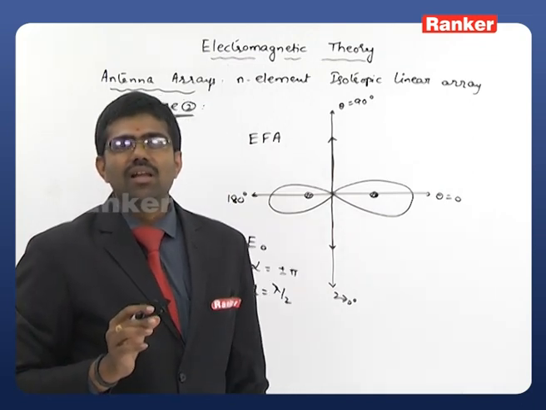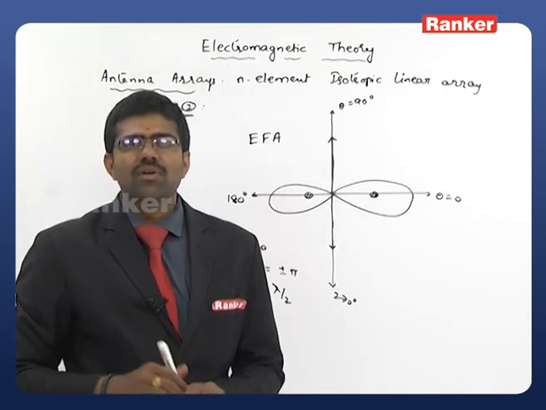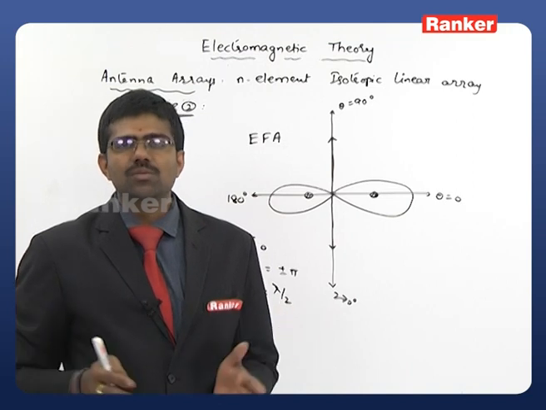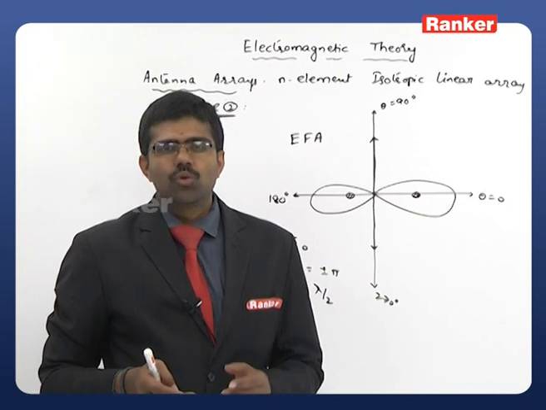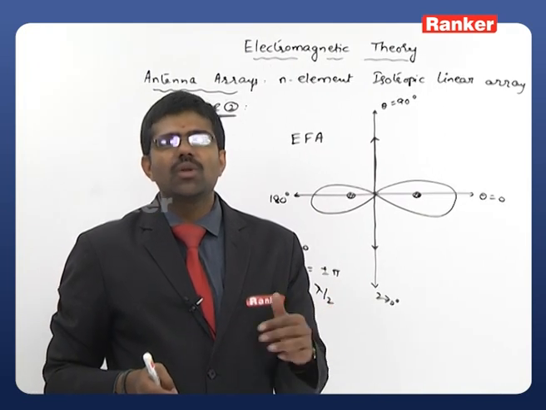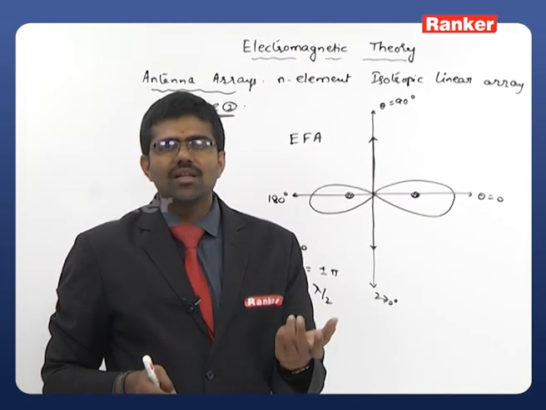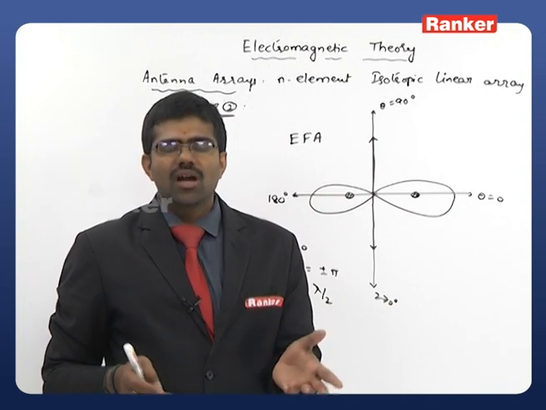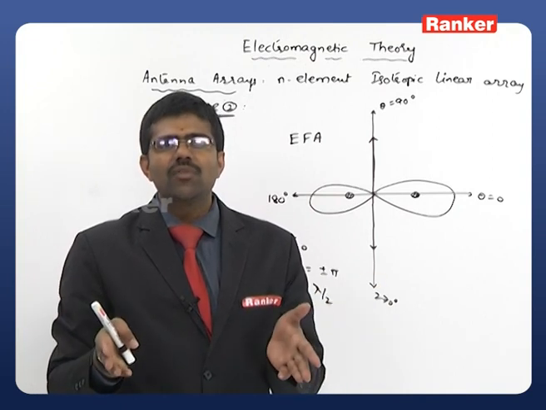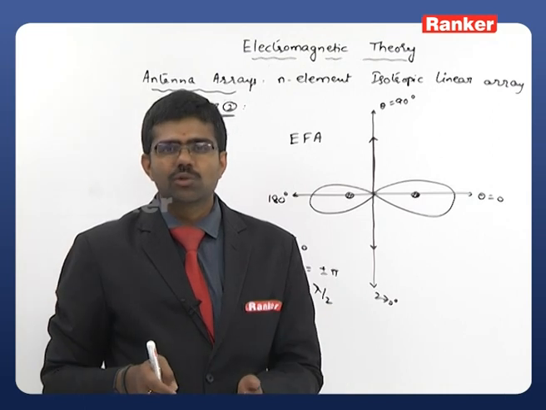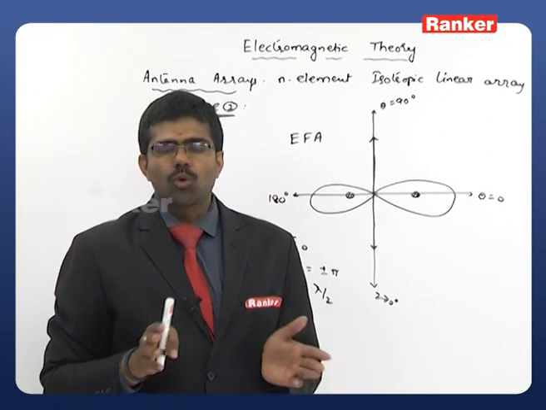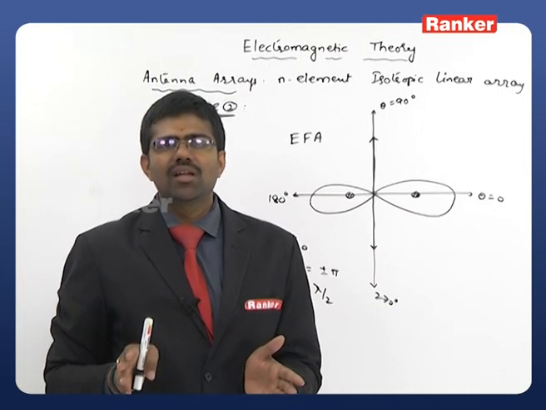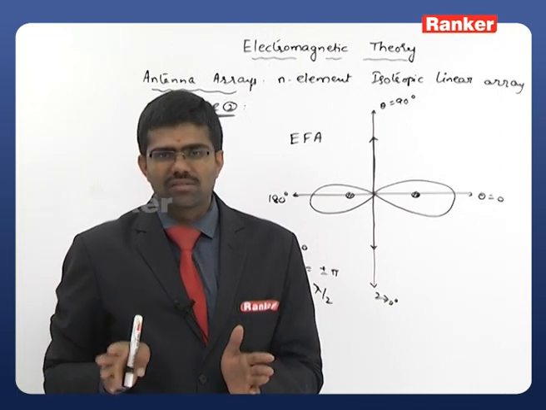Like this, we can analyze these cases by considering different elements, different distances between them, different amplitudes and different phases. You can increase the number of elements to 4, you can increase it to 8. Like that you can consider any number of elements, vary the distance between them, and go for the analysis of all those things. So this is a simple introduction about our end-fire array, broadside array, and an n-element array with different conditions.